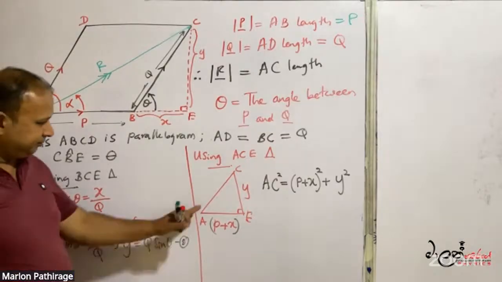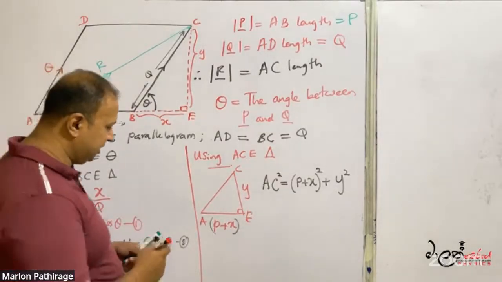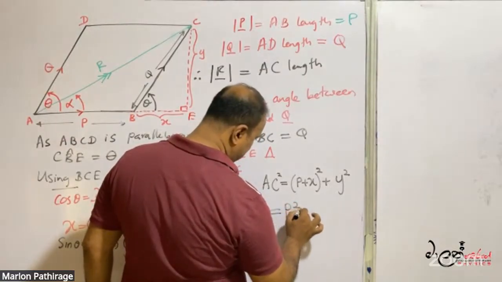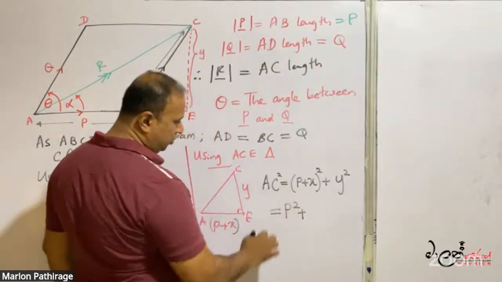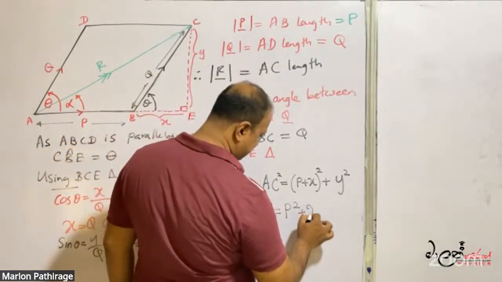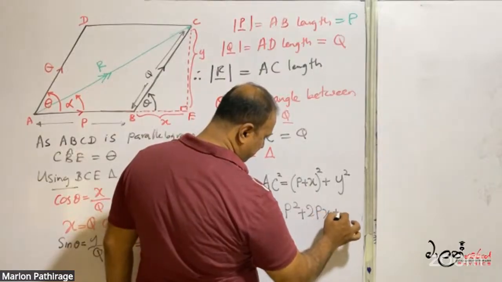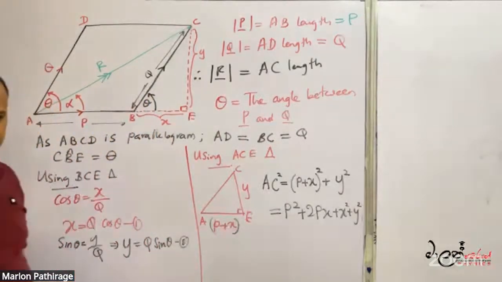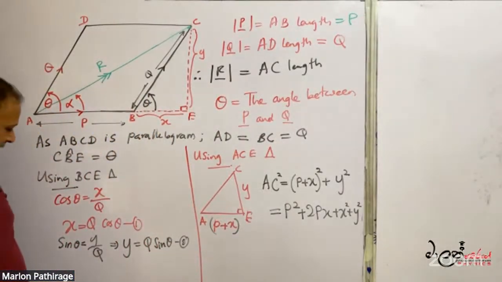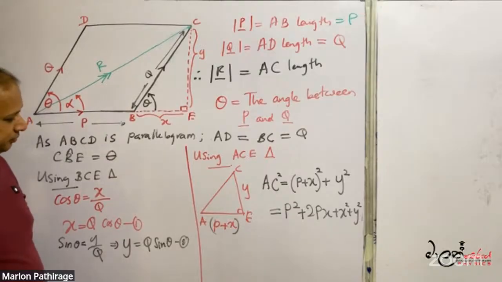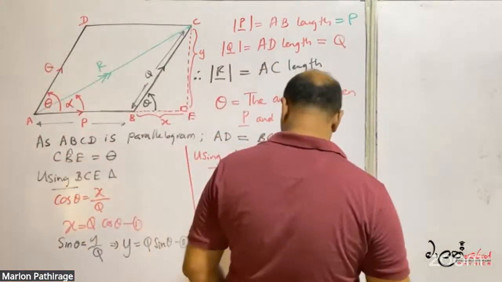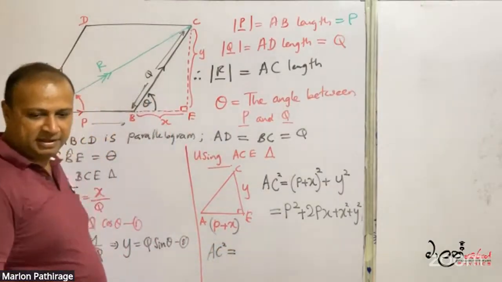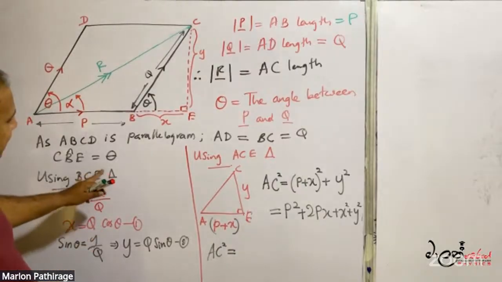Okay, then AC squared is equal to P squared plus 2PX plus X squared plus Y squared.